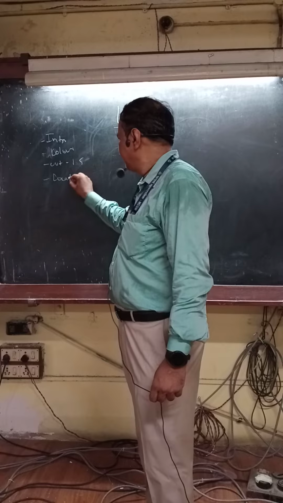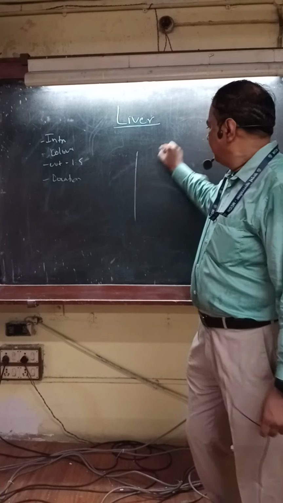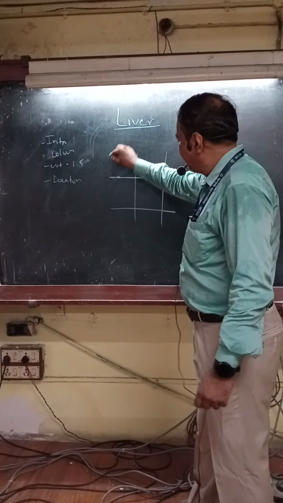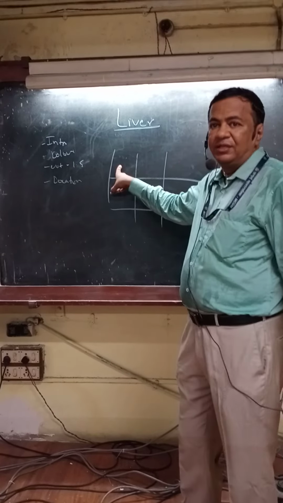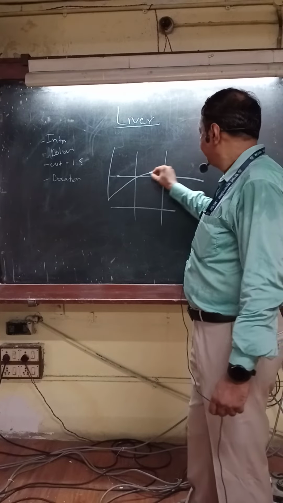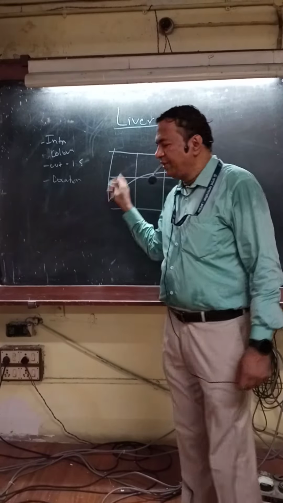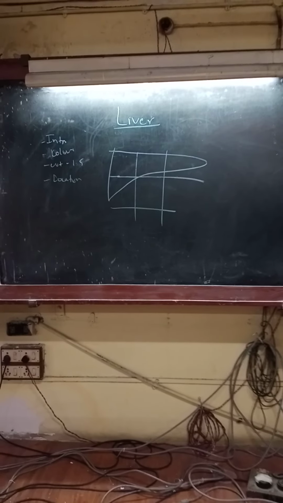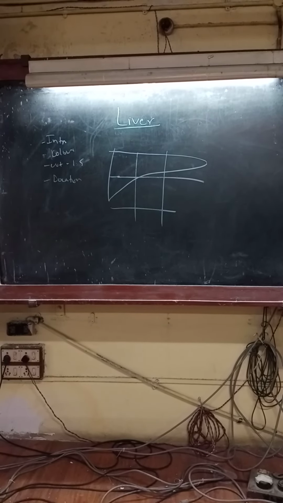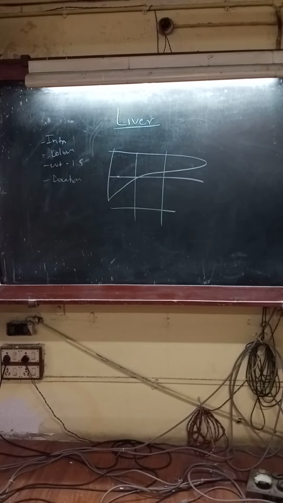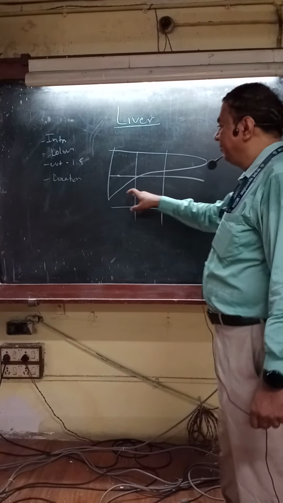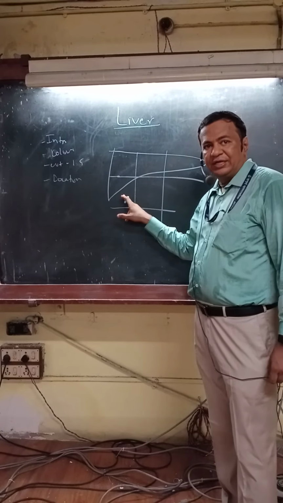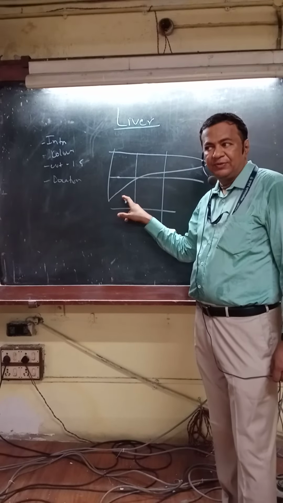Location. Now these are the 9 quadrants. It completely occupies the right hypochondrial area, and apart from that, it extends up to the left hypochondrium, passes through the epigastrium also, and is in there in the right lumbar area also. So four quadrants it occupies. Okay.